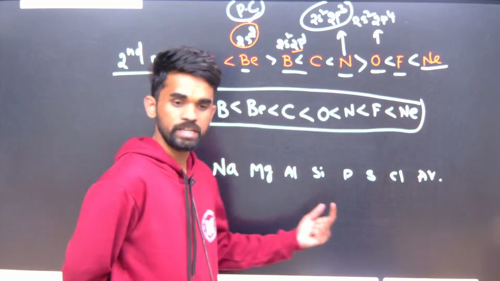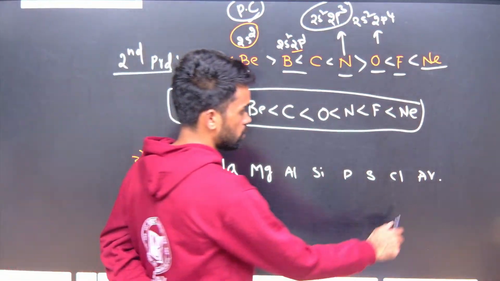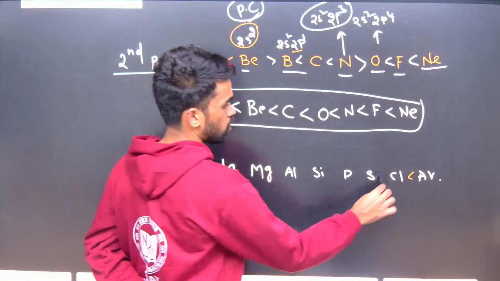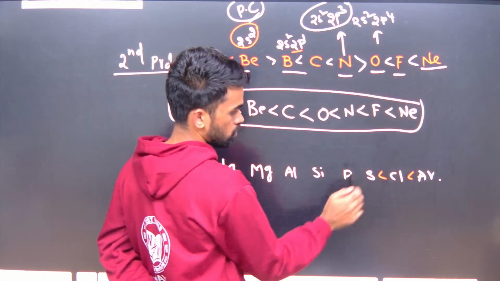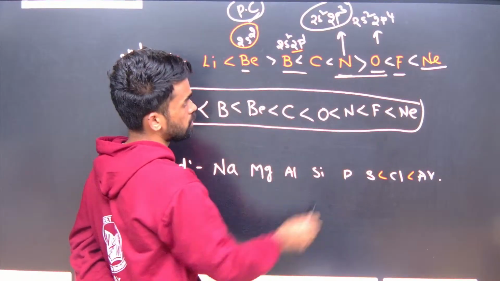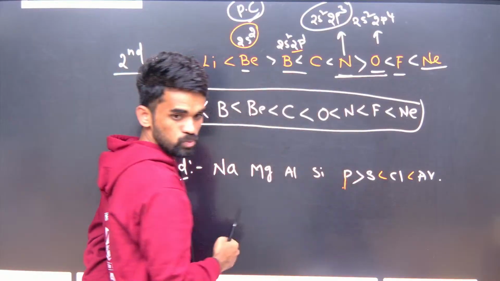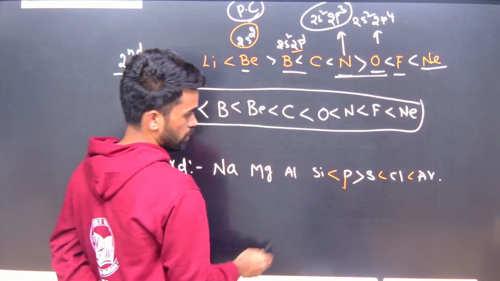Whatever you have followed here, just do the same. Argon, chlorine. What have you seen in this scenario? Nitrogen, phosphorus, nitrogen, same group. So phosphorus is more than sulfur. Next.